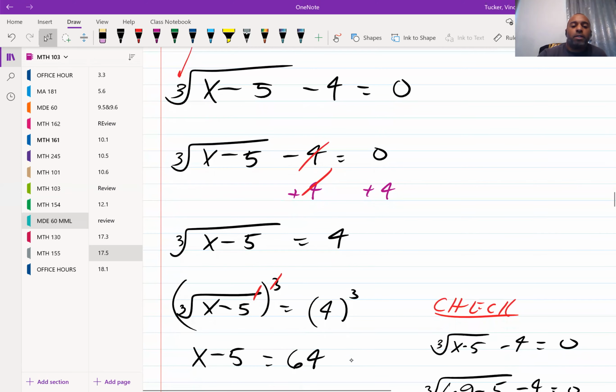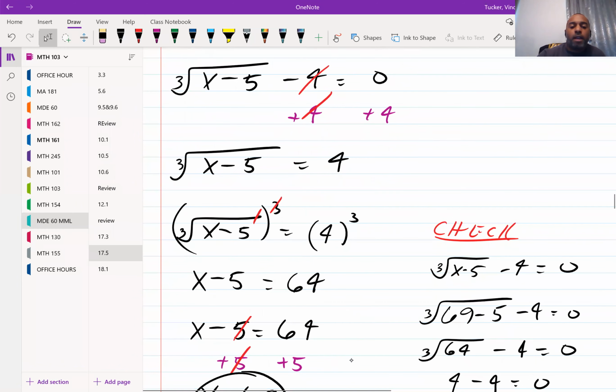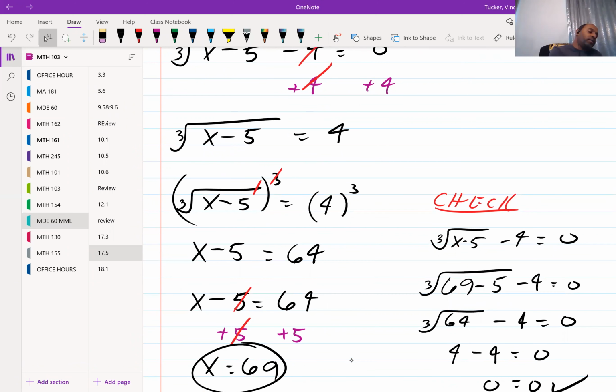All right, so the cube and the cube root cancel, leaving you with x minus 5 on the left. On the right, 4 cubed is 64. Add 5 to both sides. X is equal to 69. Once you get x equal to 69, of course, you go ahead and check it. Throw it back into your original problem. 69 minus 5 is 64. Take the cube root of that, that's 4. 4 minus 4 is 0, and that works out for us.